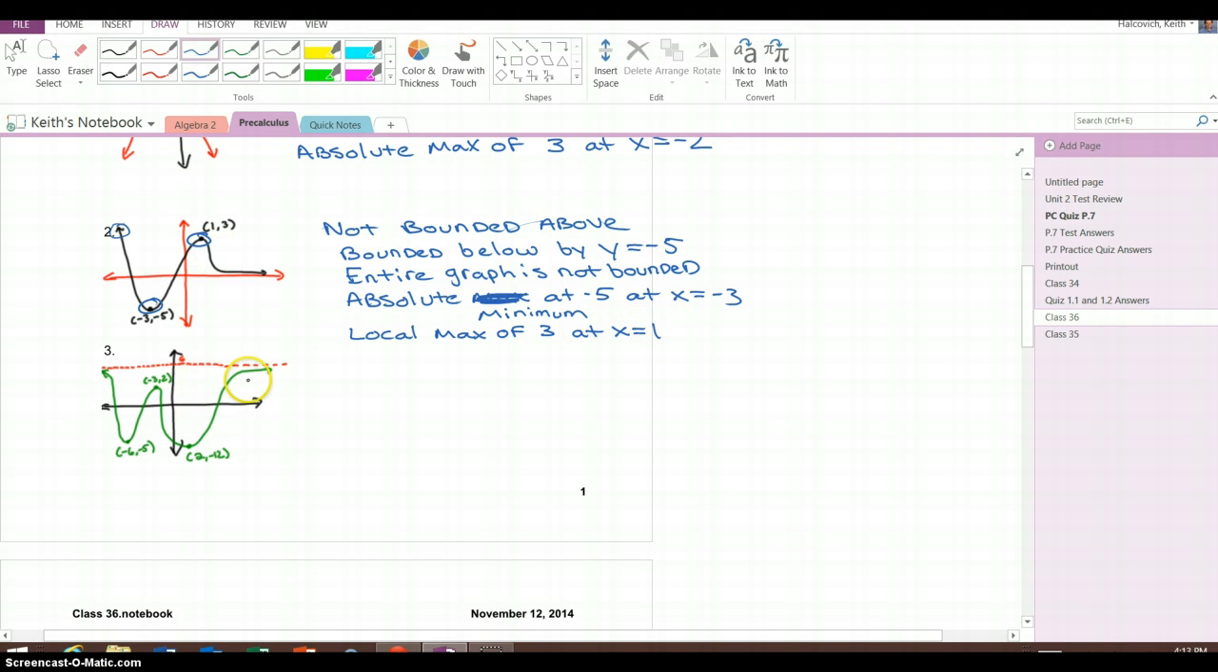All right, if you look at the next one, this is bounded above by the line y equals 6, that horizontal asymptote, and it's also bounded below because the very bottom part is y equals -12. Nothing goes any further below. So the entire graph is bounded because it's bounded at the top and the bottom.